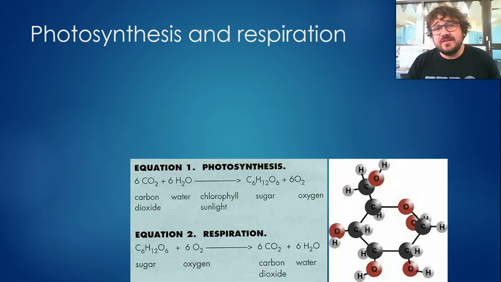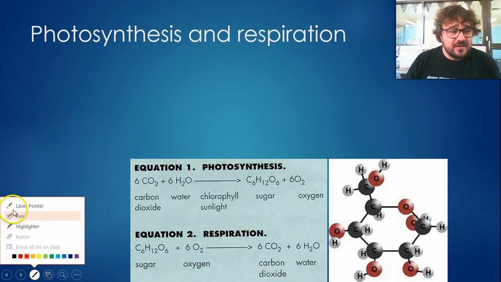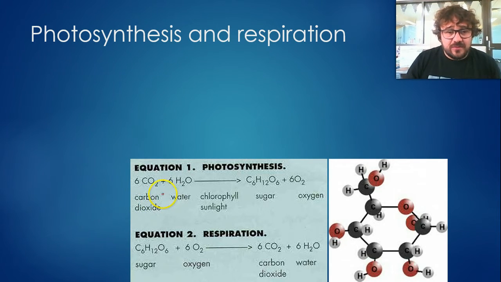So photosynthesis and respiration. Here we have two chemical equations. We have carbon dioxide plus water goes to sugar plus oxygen. And it happens inside the chlorophyll using sunlight for energy. And that's the energy which we're actually storing with photosynthesis.